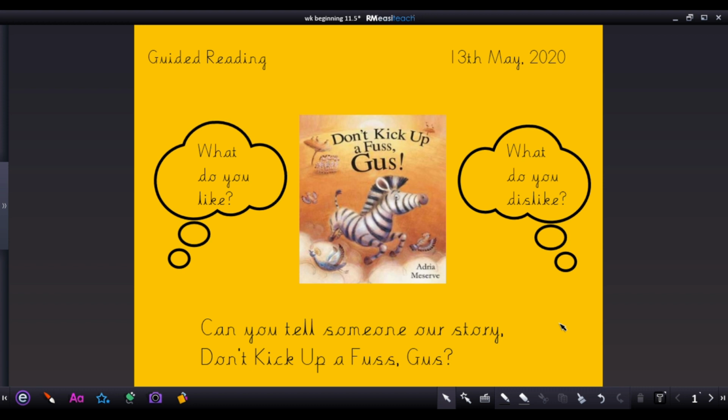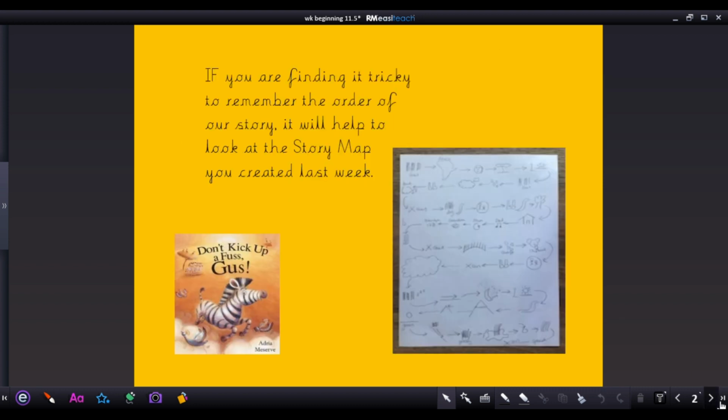Gus, today to get started I'd like you to tell someone our story. Think about the things that you liked about our story and the things that you didn't like about the story. If you're finding it tricky to remember the order of our story, it will help if you look at the story map that you created last week.